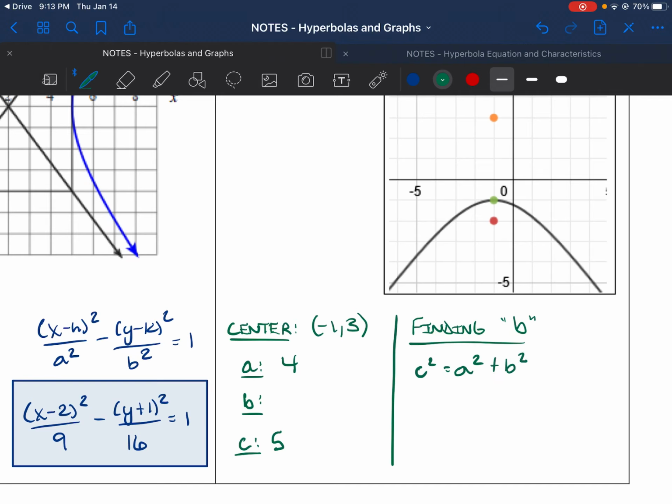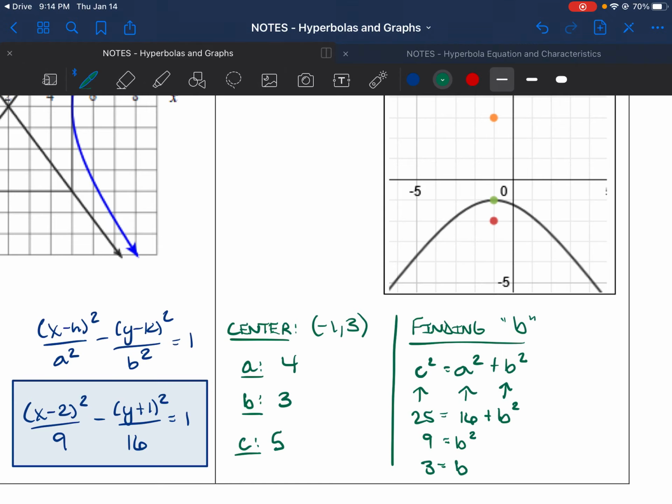Let's plug in 5 for C and 4 for A. If I plug in 5 there, c squared would give me 25. If I plug in 4 for A, we're going to get 16 plus b squared. Subtracting 16 from both sides, 25 minus 16, we get that 9 equals b squared, which tells us that b is going to equal 3.